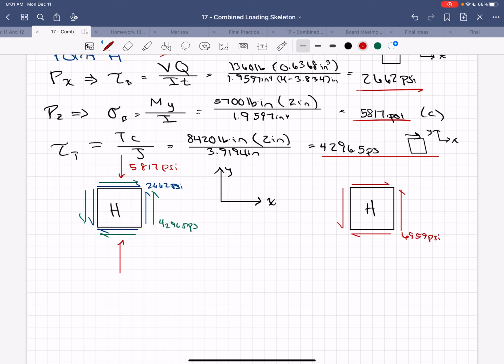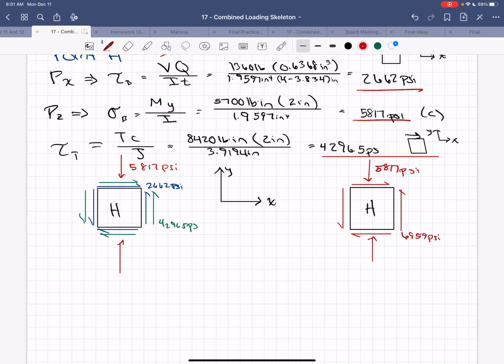Okay, and then the normal stress stays the same. There's only one of those. It's in compression, 5817 psi. Okay, there's one answer. Let's do K.